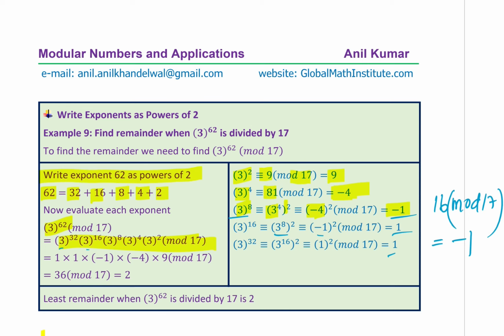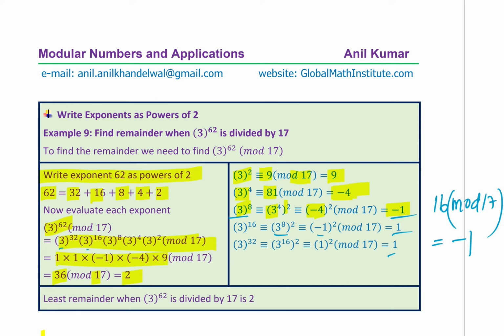So 3 to the power of 32 is 1, 3 to the power of 16 is also 1, 3 to the power of 8 is minus 1, 3 to the power of 4 is minus 4, and 3 squared is 9. Multiplying all of them, we get our result, which is 36 mod 17. Now since 36 is greater than 17, you can divide. Divide 2 times 17 is 34. And then you get remainder as 2. That is how it should be done, correct?